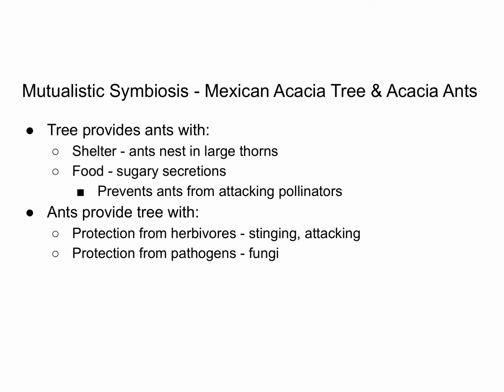So here's one specific example of a mutualistic symbiosis. And mutualistic means that it is a win-win relationship. So both organisms are going to benefit. And so we're looking at Mexican acacia trees and acacia ants.